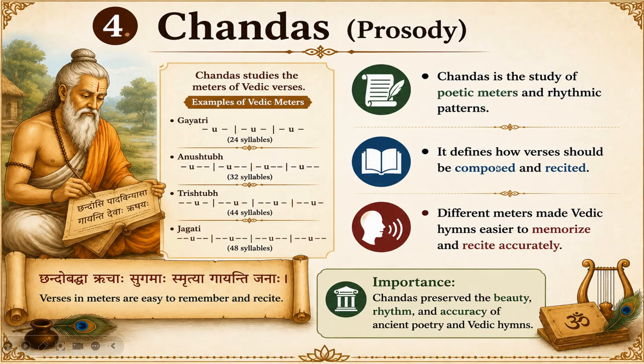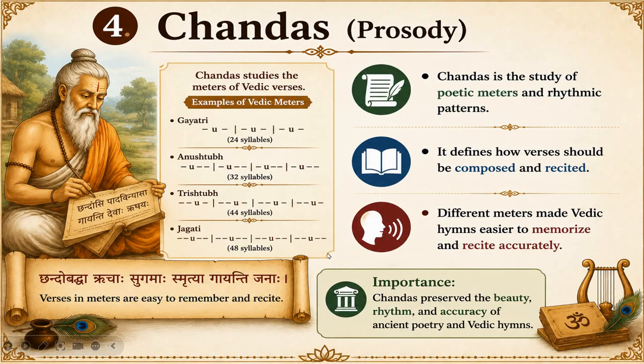These are the key features of the Chandas. It states that Chandas defines how verses should be composed and recited by following specific metrical patterns. Then these rhythmic structures made Vedic hymns easier to memorize and recite accurately, ensuring consistency during the oral transmission. And the icons representing the poetry, books, and the speech emphasize the relationship between the rhythm, language, and the recitation.